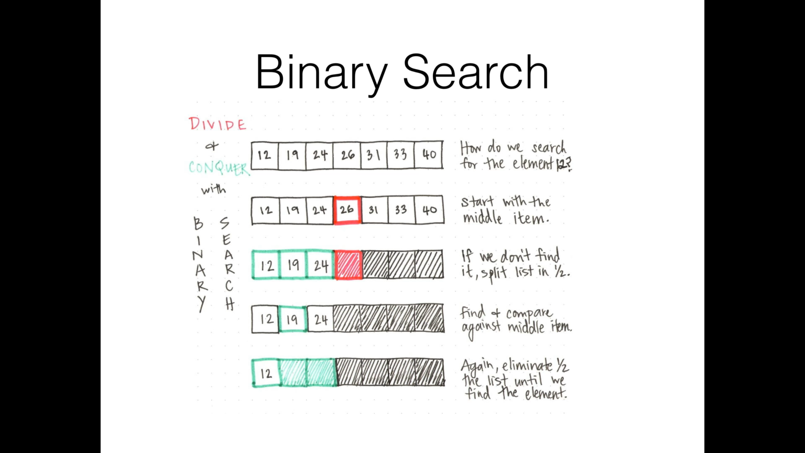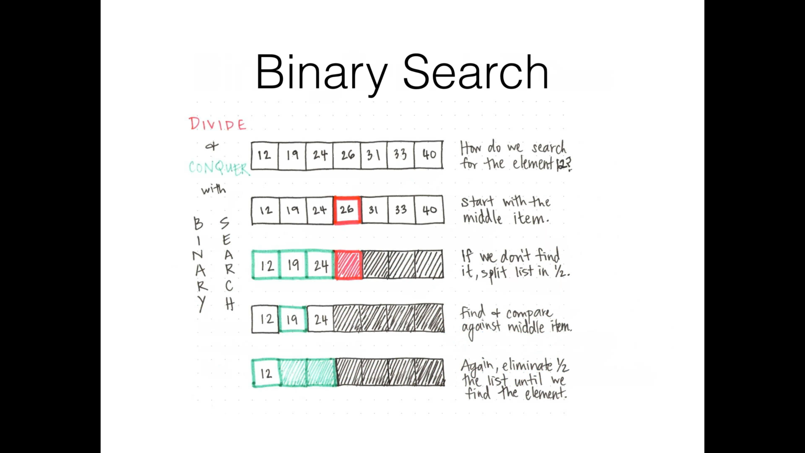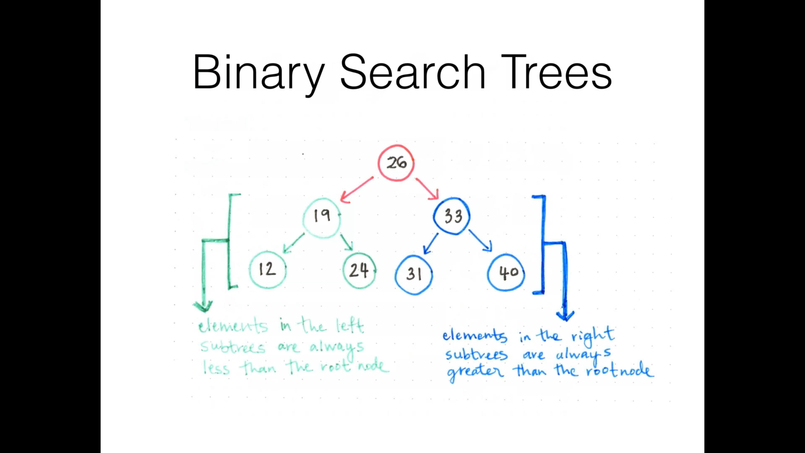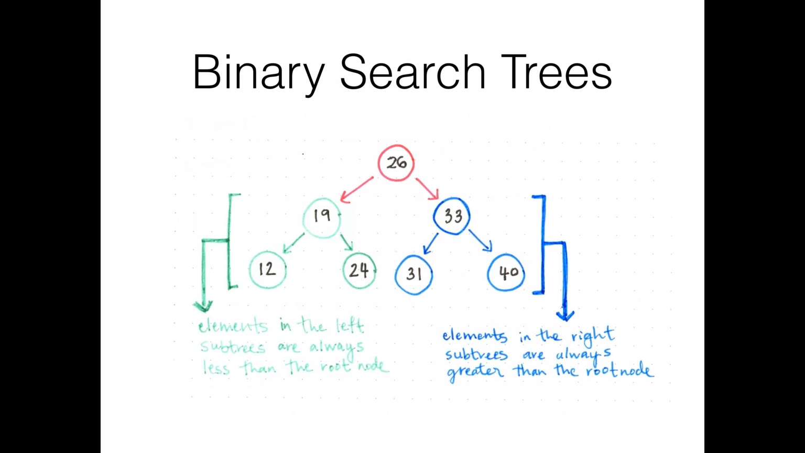So another way of looking at the same binary search is if you had the same array represented as something called a binary search tree, right? So this is exactly the same array, but the idea is that with a binary search tree, we have values that are arranged in a way where the left children of each node are less than the root, and the right children are more than the root. So when you're looking for the value 12, you would basically do the same thing here, right?